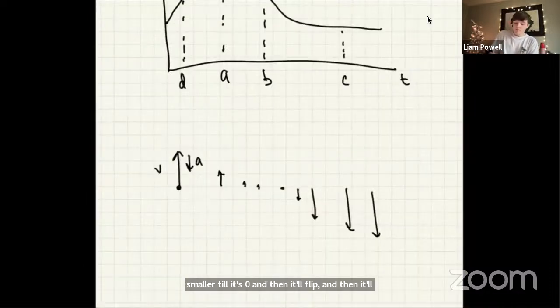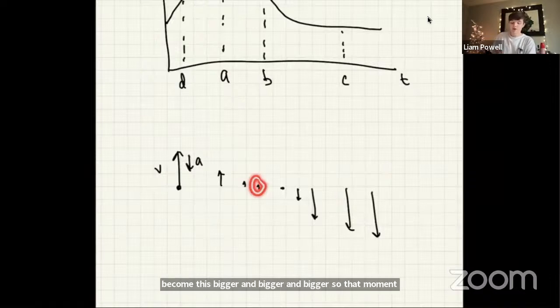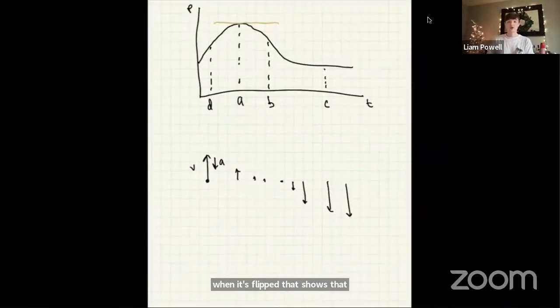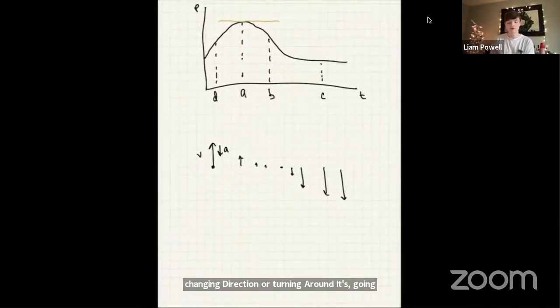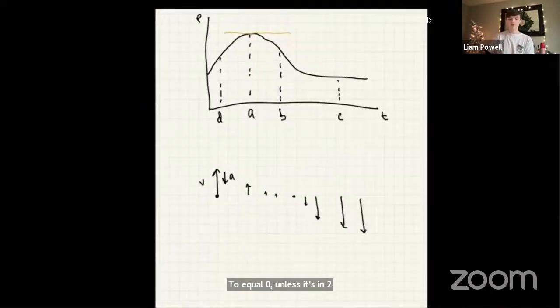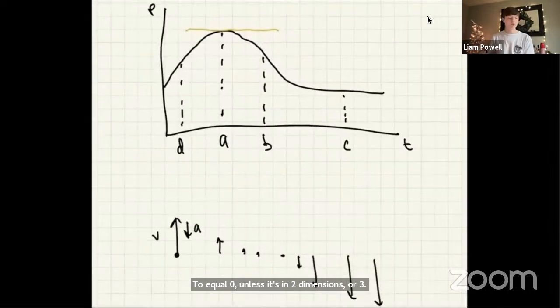So that moment when it's flipped shows that whenever a velocity is changing direction or turning around, it's going to equal 0, unless it's in 2 or 3 dimensions. But for this simple one direction of motion, this point A is where it is equal to 0 and turning around.